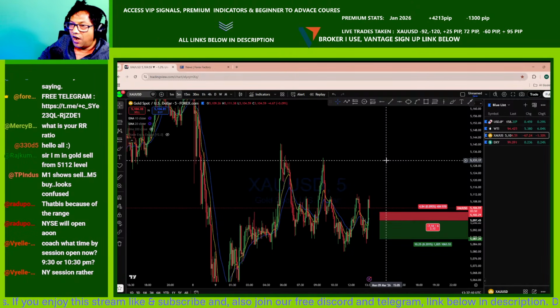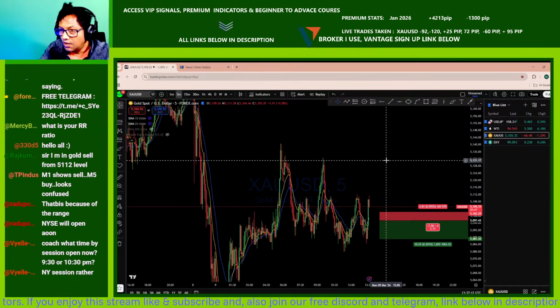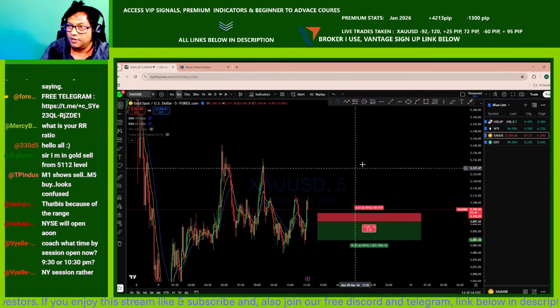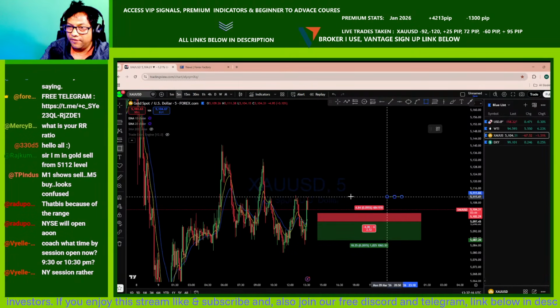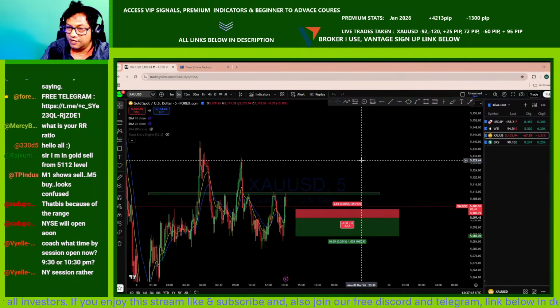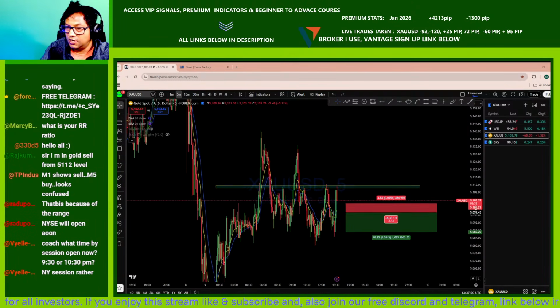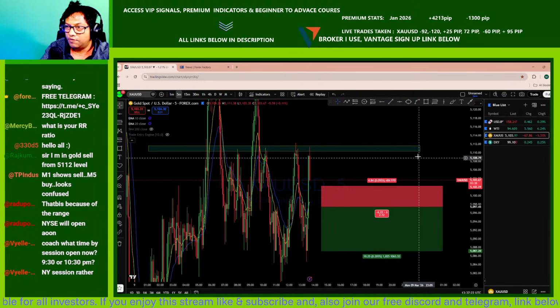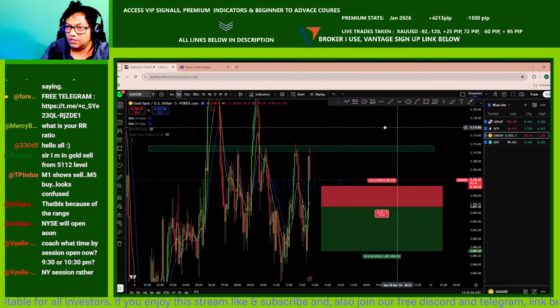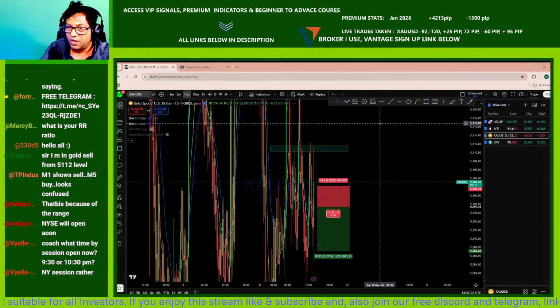Now looking at 5 minutes, this is interesting. If you look at here, the market is going back every time to this resistance line, and that resistance line is crucial to see if the price is respecting that resistance and coming back down below.